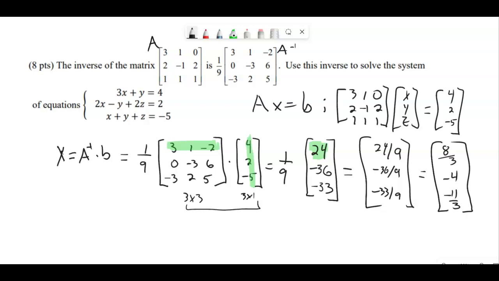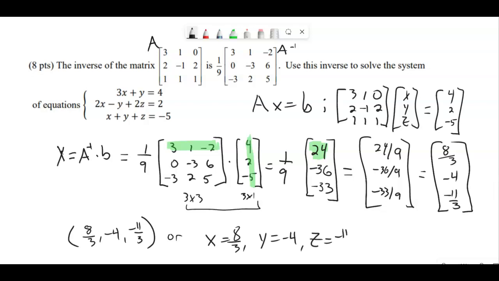I would accept that answer. You can also go into point form. Or just spell out X equals 8/3, comma, Y equals -4, comma, Z equals -11/3.